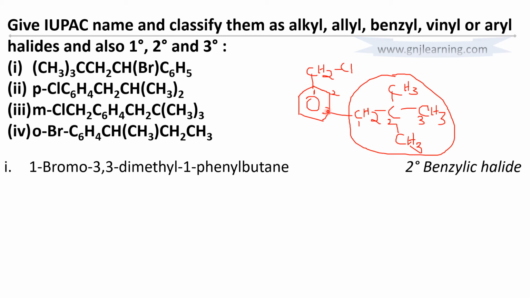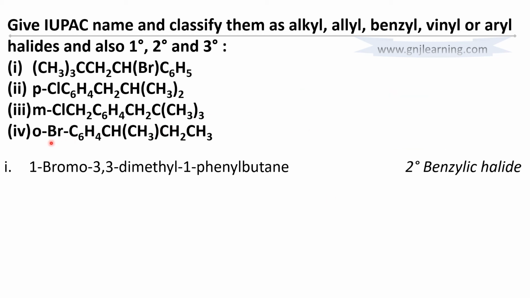You cannot take 1, 2, 3, 4, 5. If I take this as 5, the sum will be 1 plus 5, 6. Whereas if I take it like this, the sum will be 1 plus 3 is equal to 4. Which is smaller? This 1 plus 3 is smaller, so I will take this type of numbering. Now coming to the last one.